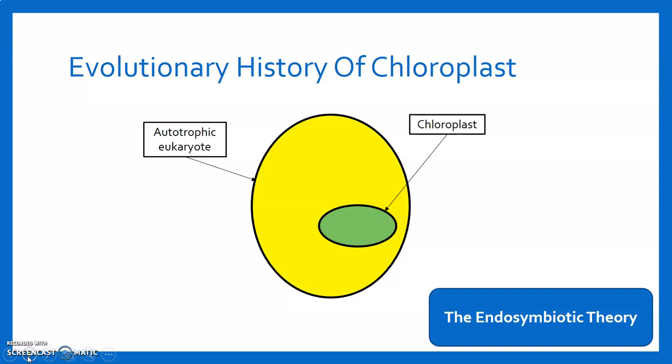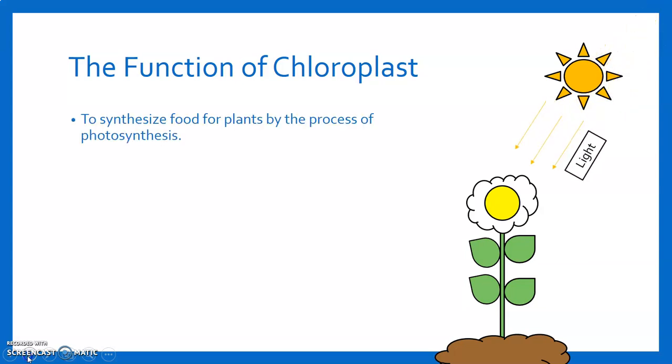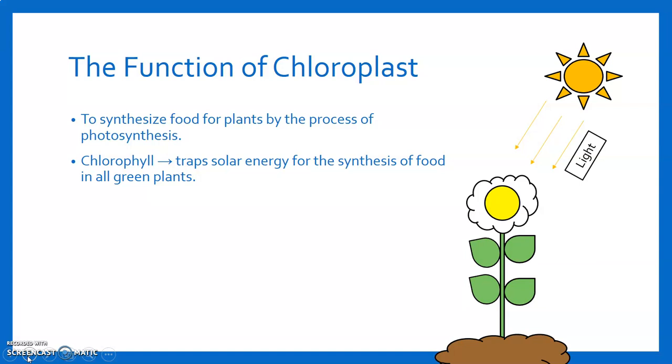This is proven as chloroplasts have their own DNA, which is arranged similarly to prokaryote DNA, specifically bacterial DNA. The most important function of the chloroplast is to synthesize food by the process of photosynthesis. It absorbs light energy and converts it into chemical energy.